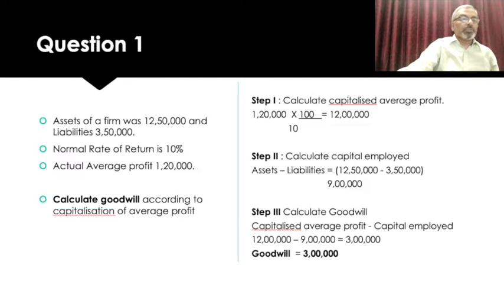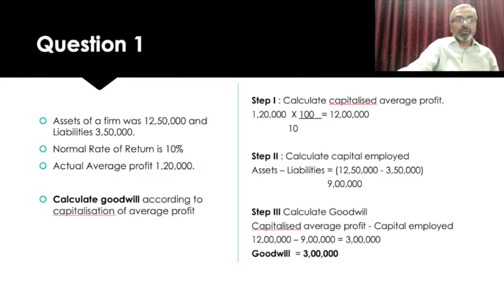Assets of a firm was valued at 12,50,000 and the liabilities was 3,50,000. The normal rate of return is given as 10%. The actual average profit is already given to us as 1,20,000. We are supposed to calculate the goodwill according to the capitalization of average profit. So you can see the information which is given to us. You are given the value of assets, the value of liabilities. Subtracting them will give you the value of capital employed. Here you are already given the amount of average profit, so you don't have to calculate the average profit, and you are given a normal rate of return as 10%.